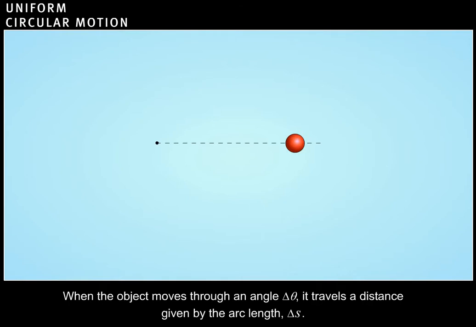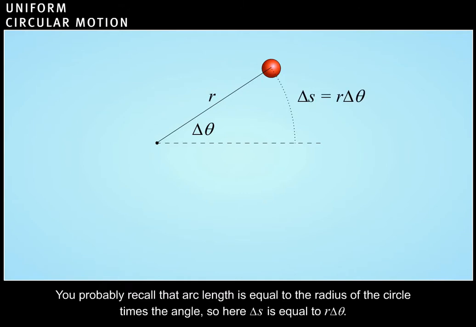When the object moves through an angle delta theta, it travels a distance given by the arc length delta s. You probably recall that arc length is equal to the radius of the circle times the angle. So, here delta s is equal to r times delta theta.